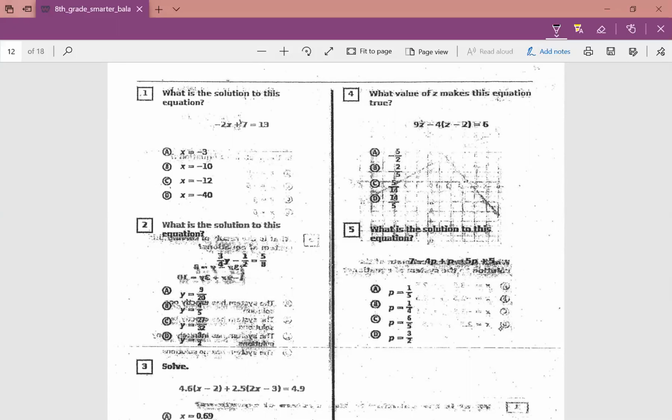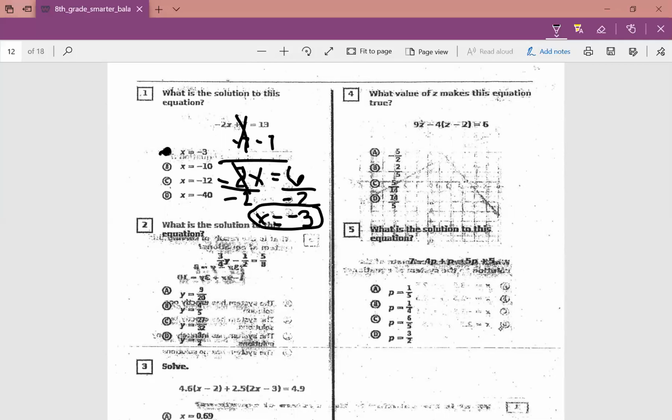What is the solution to this equation? This is A. You want to subtract 7 from both sides. Negative 2x equals 13 minus 7, which is 6. Divide by negative 2. X equals negative 3.